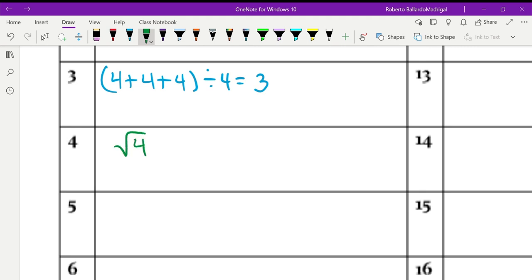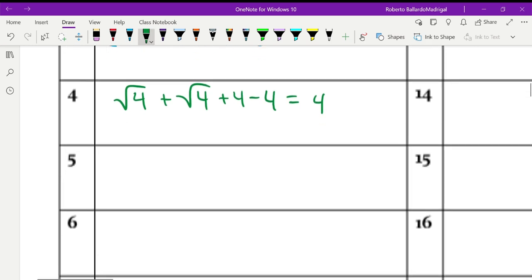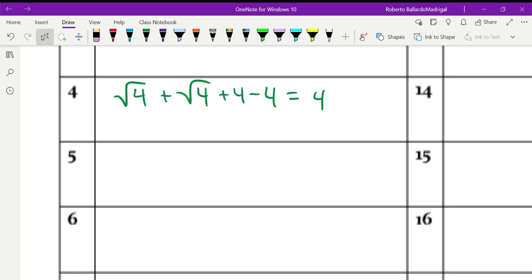Square root of 4 plus the square root of 4, plus 4 minus 4. Excellent. So here we have 2 plus 2, which is 4. 4 plus 4 is 8. 8 minus 4 is 4. Good. Table 5, how do we get 5?